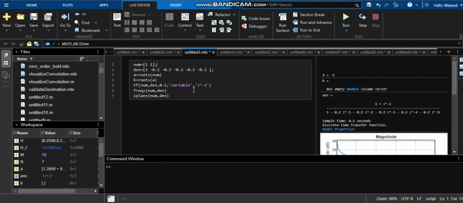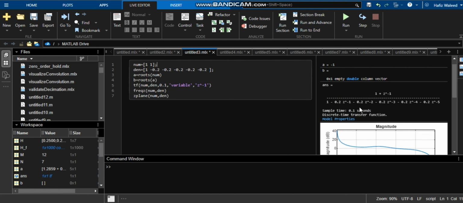The frequency function computes and plots the frequency response, showing how the system reacts to different frequencies. The Z-plane function generates a pole zero plot visually representing the locations of poles and zeros in the complex plane, which helps in assessing the system's stability and frequency characteristics. This is the output of this code.